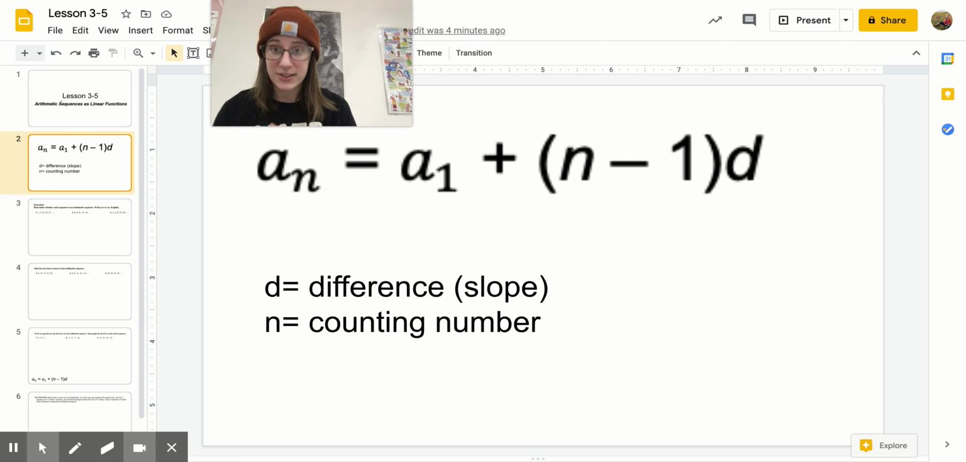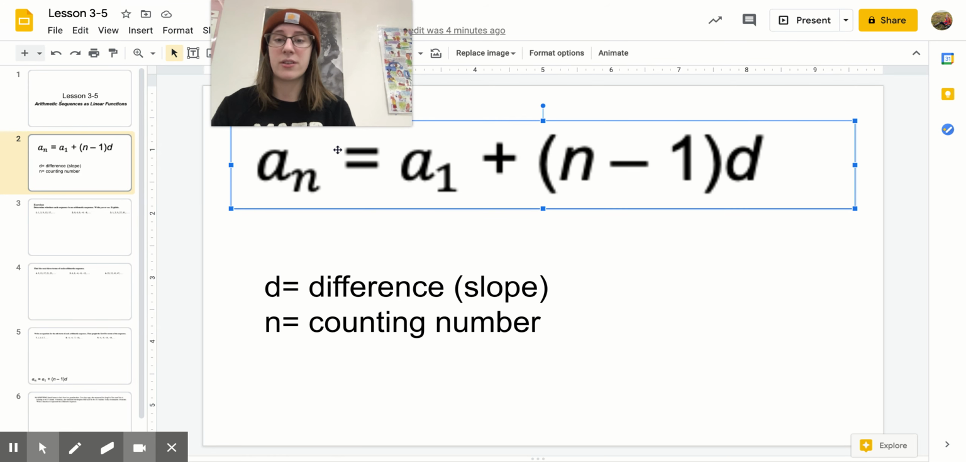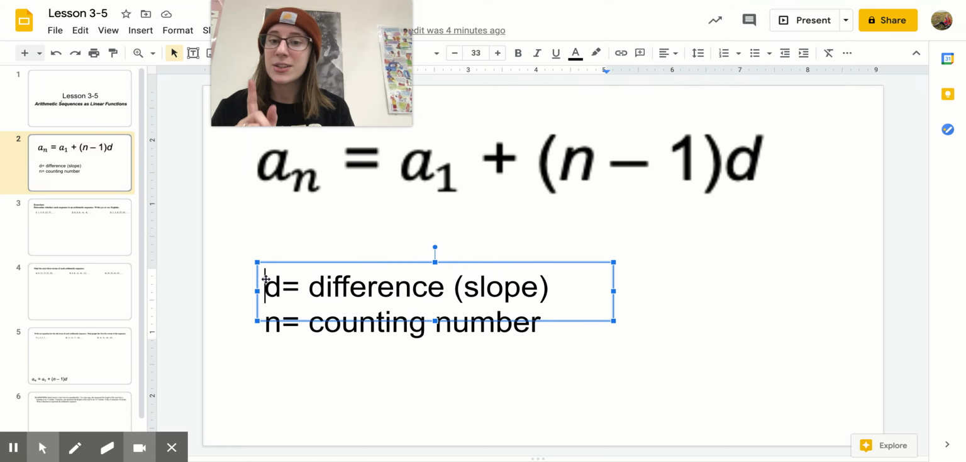So if you need to, pause me and write this down in your notes. It's going to be super helpful. We're going to use it for each of our problems here. So I'm actually going to copy it so we can use it for the next one. Pause me if you need to. I'm going to move on.